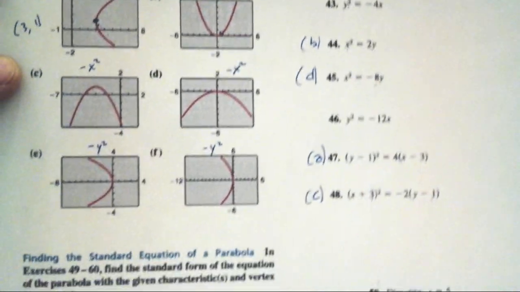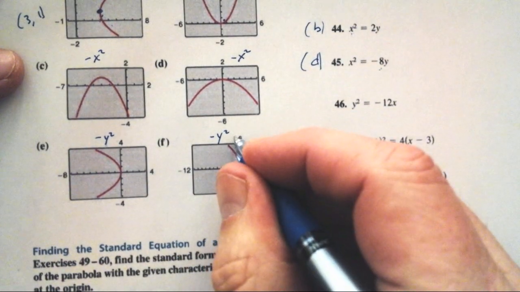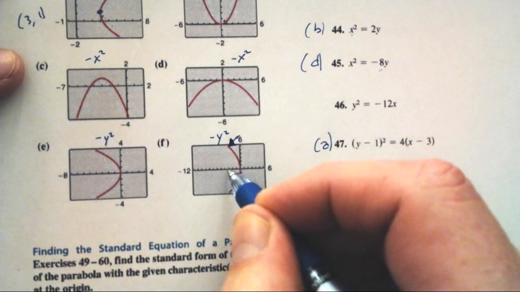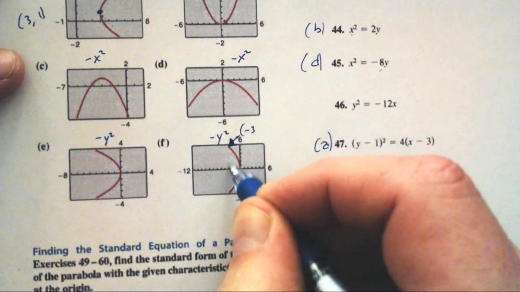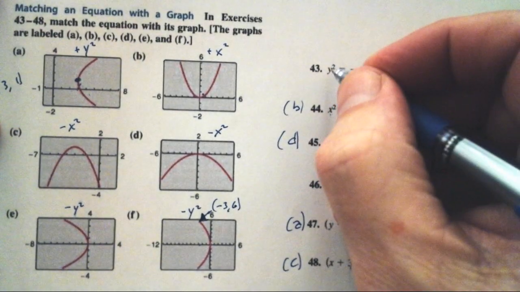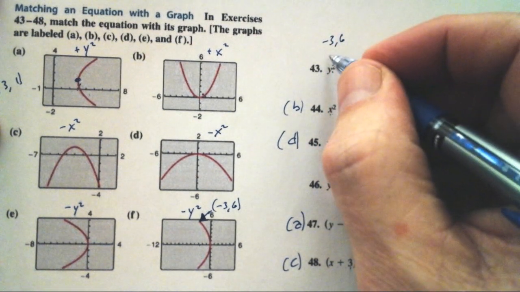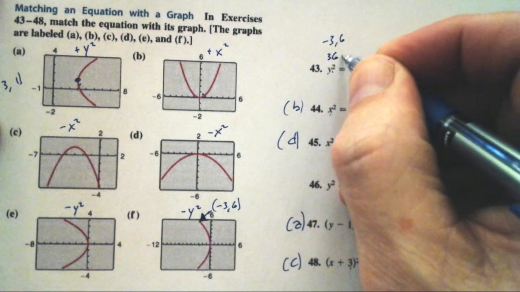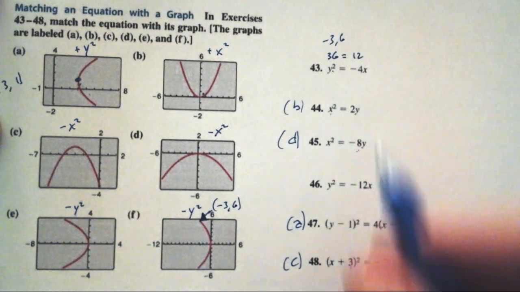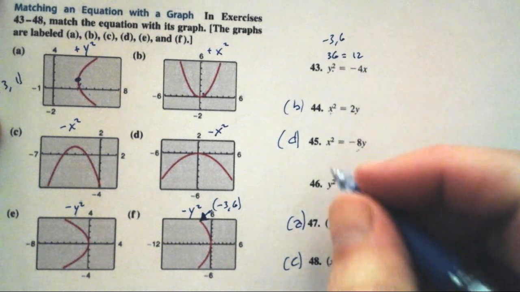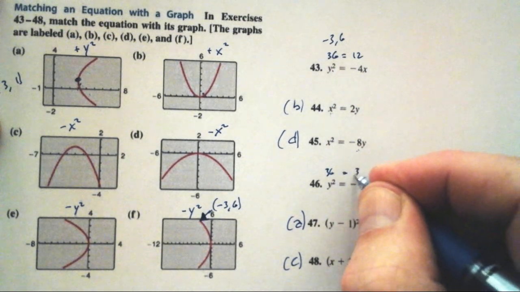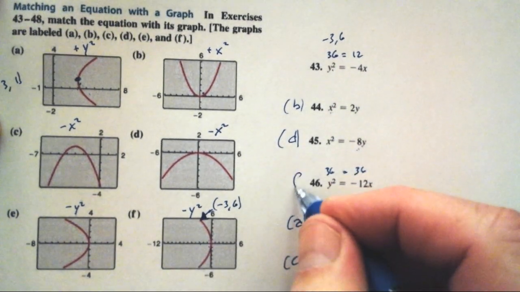And now for these last two, a little bit sneaky, but I'm going to look at this point right here that appears like it might be about negative 3 and about 6. And if I take negative 3, 6 and plug it in here, I'm going to get 36 is supposed to be equal to 12, and that's not even close. So I'm going to try negative 3, 6 in here, and I get 36. Negative 12 times negative 3 equals 36. Ooh, that's this one. That is F.